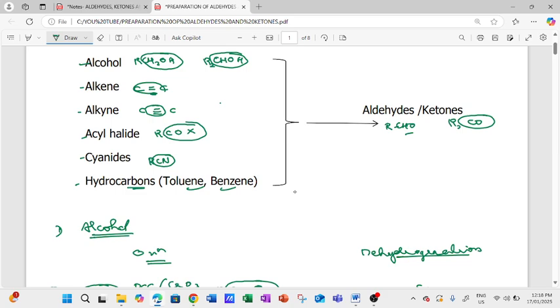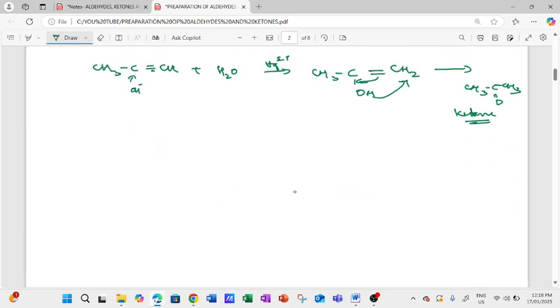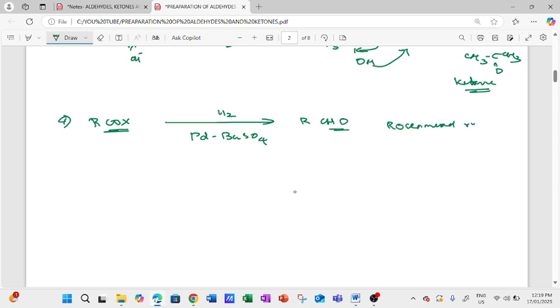Next is acyl halide. Acyl halide is the organic compound with the functional group RCOX. It means COX we need to change into CHO. This method is only for aldehyde. We cannot prepare ketone. COX to CHO, by reduction only. This time we use another reducing agent like palladium in presence of barium sulfate. This reaction is called the Rosenmund reduction. This is one of the important name reactions in organic chemistry, the Rosenmund reduction.